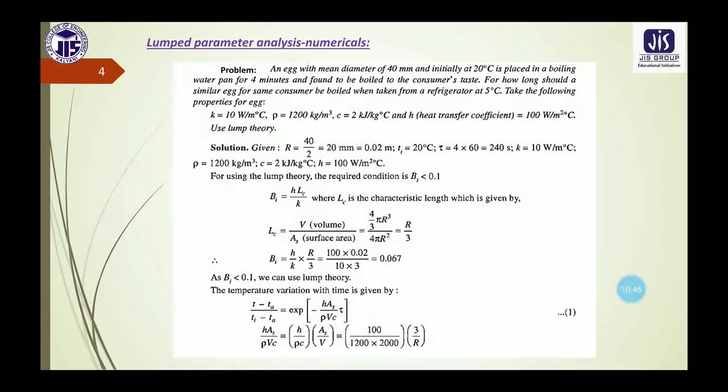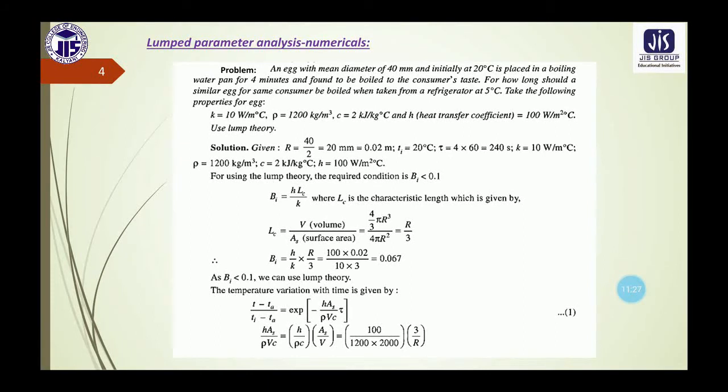So what are the things given for the egg? The thermal conductivity is given as 10 watt per meter degree centigrade. The density rho is given as 1200 kg per meter cube. C is given as 2 kilojoule per kg degree centigrade, and the convective heat transfer coefficient is 100 watt per meter square degree centigrade. In this question it is given that we need to use the Lumped theory. So it is more clear to us now. There is no more confusion regarding the use of the lumped theory.